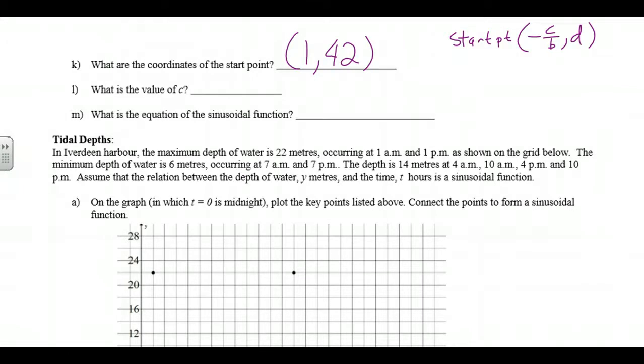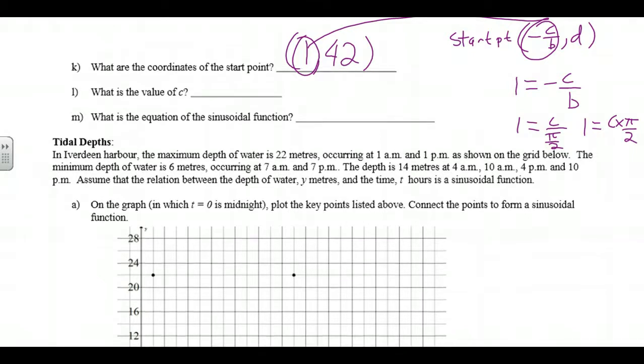So now you get to say, okay, that means that 1 must be equal to negative C over B. But we know what B is, because we just figured it out. What's B? Pi over 2. Do not go to decimals, ever. Leave it as pi over 2. So what happens when I divide by a fraction? You flip it, right? So it's C times 2 over pi.